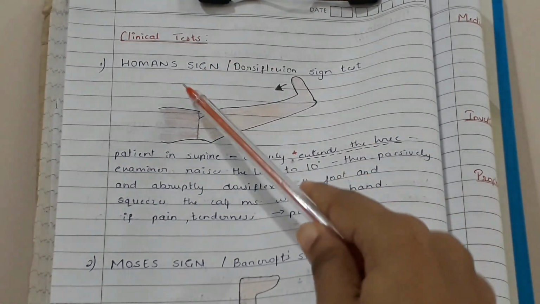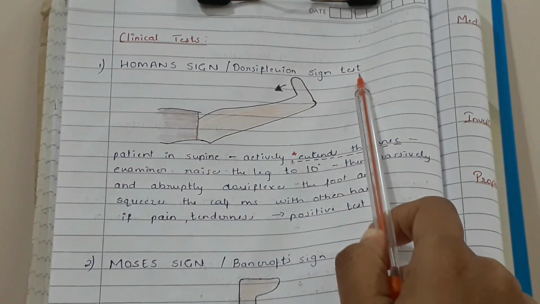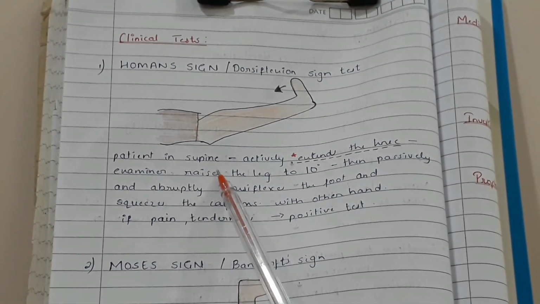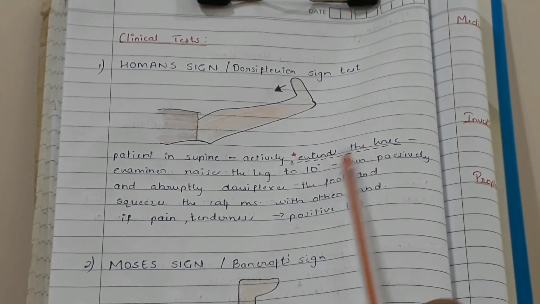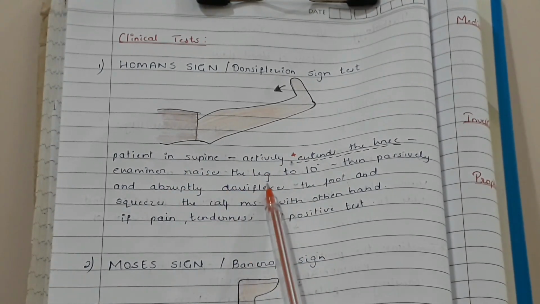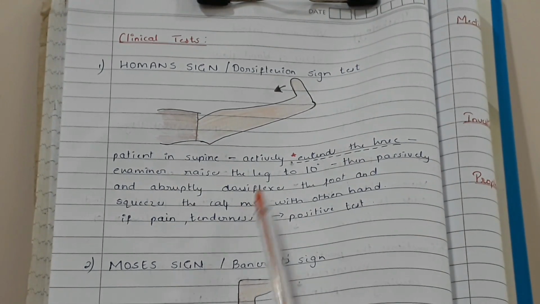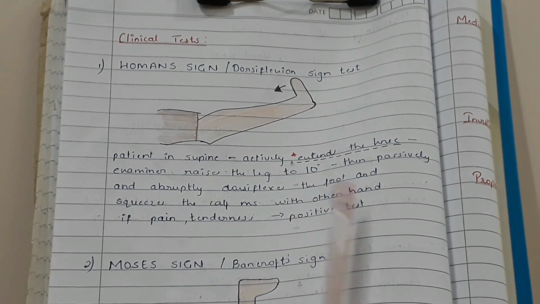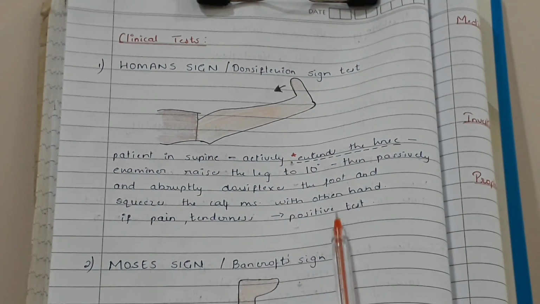The first one is the Homans sign, which is also called the dorsiflexion sign test. So the procedure involves the patient lies in a supine position and the patient actively extends the knee. Extending the knee is very important in this test. Now the examiner raises the leg to 10 degrees. Then passively and abruptly dorsiflexes the foot and squeezes the calf muscles with the other hand. If pain or tenderness is seen, the Homans sign is said to be positive.